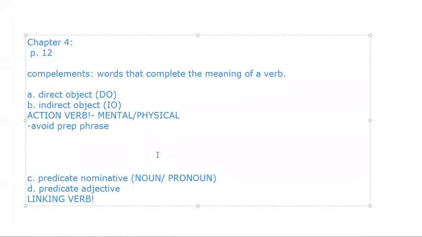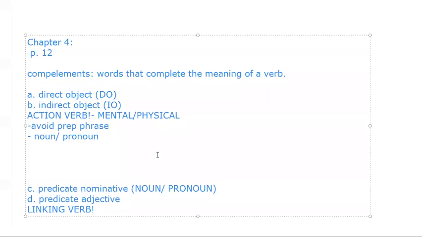The next thing that we need to know is that DOs and IOs are always nouns or pronouns. If you find yourself circling a direct object that is an adjective, you're doing something wrong. Your direct object or indirect object must always be either a noun or a pronoun. This is just the rule. It cannot be something else. This is the part of speech for them.